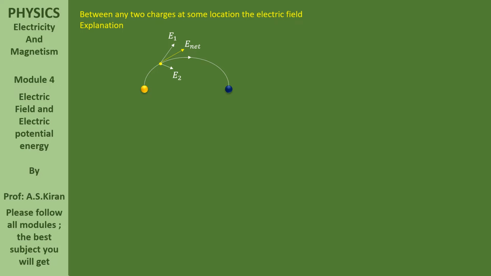Now, for this E1 and E2, there will be E net, the resultant of the electric fields. That is represented by E net. Of course, in the diagram, very clearly you can observe that E net is nothing but a tangent. In the tangential direction, it is executing the electric field. It represents the tangent direction on the curve. What is the curve here? Electric field line.